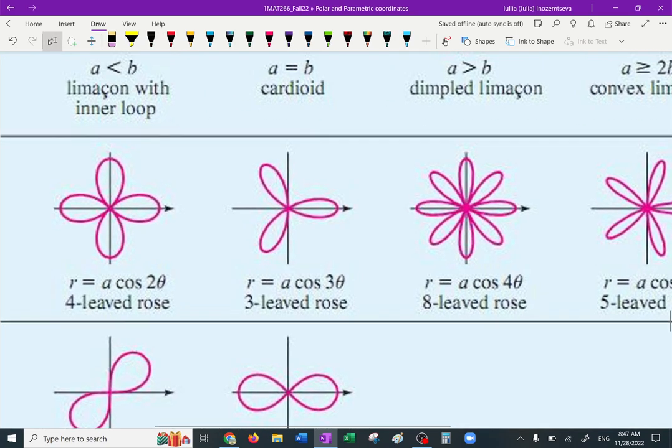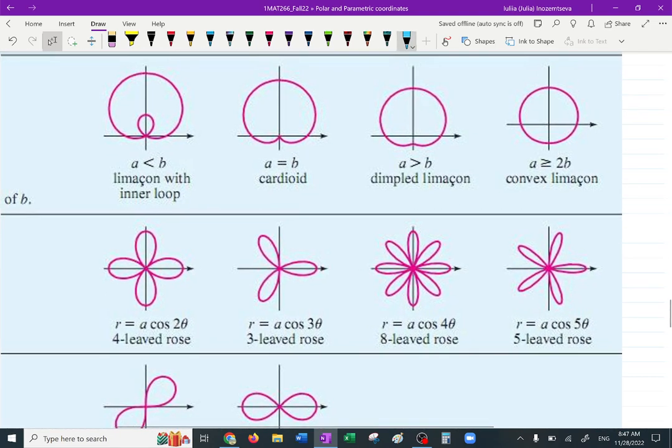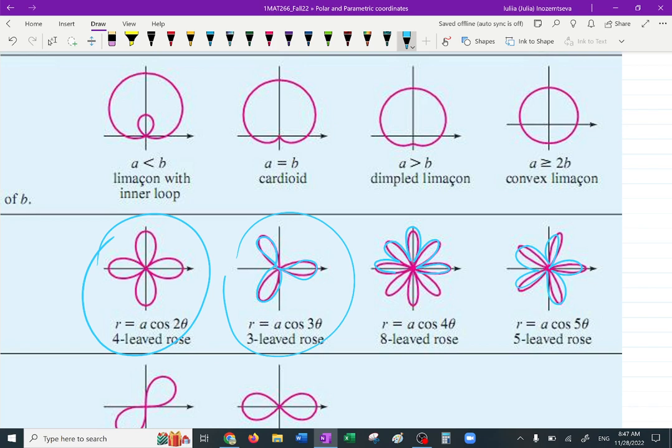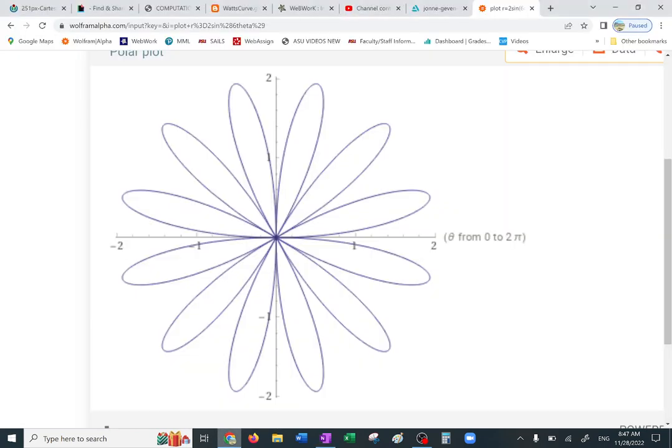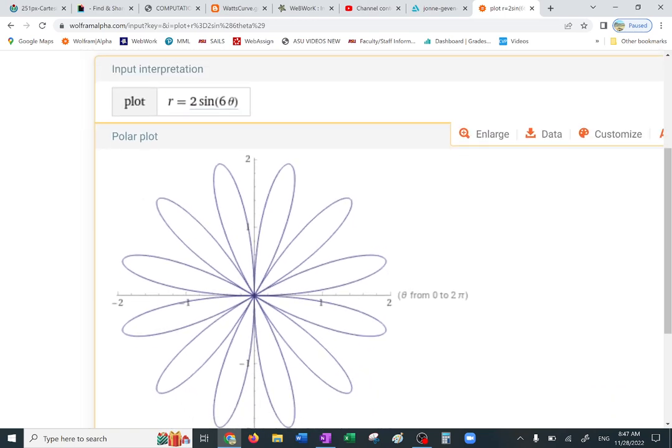This is the formula of roses. This is the official term, roses. Sometimes books call them flowers. So it can have 4 leaves. It can be tilted, as you can see. It can be tilted and have an even number of leaves or an odd number of leaves. The cool thing is, that's why I kept Wolfram Alpha open. This number inside of sine controls the number of leaves.